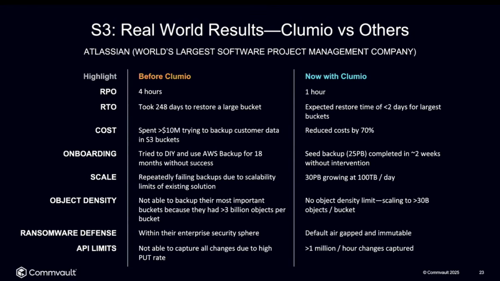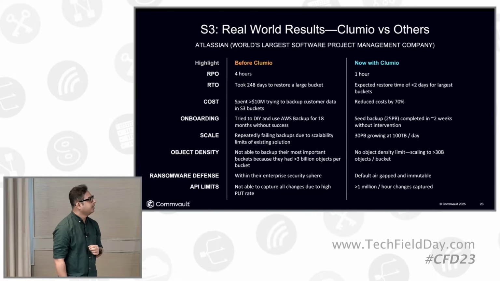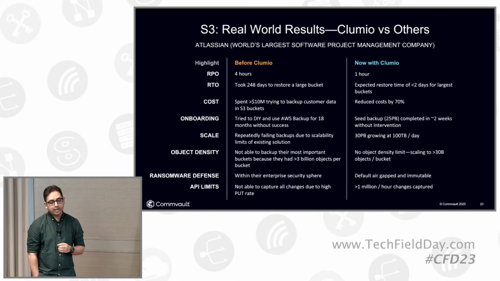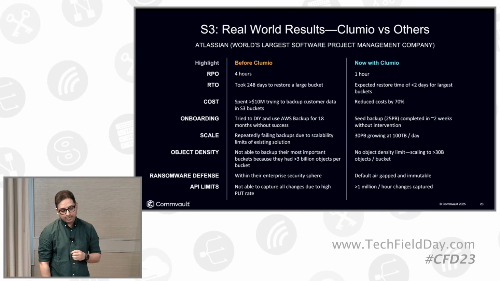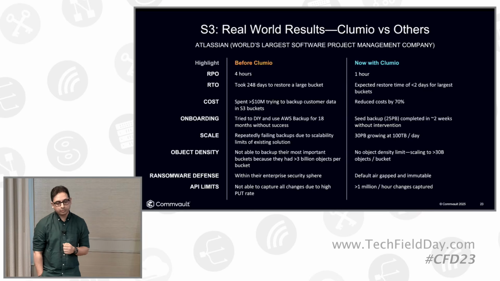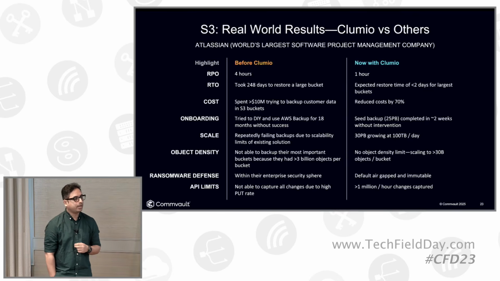Now with Clumio, they were able to bring down their RPO to about 1 hour. And they were able to restore an entire bucket in less than 2 days, right? 248 days versus 2 days. Think about that. We were also able to reduce their costs by about 70%. And again, they're currently at 60 plus billion objects already, and we are able to handle their backups without breaking a sweat.